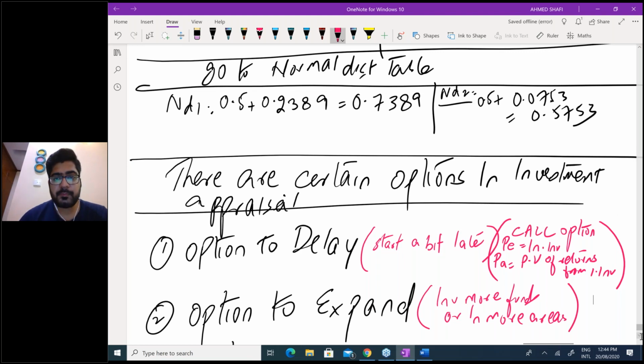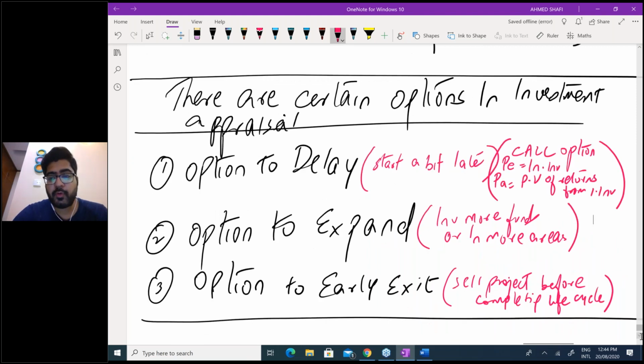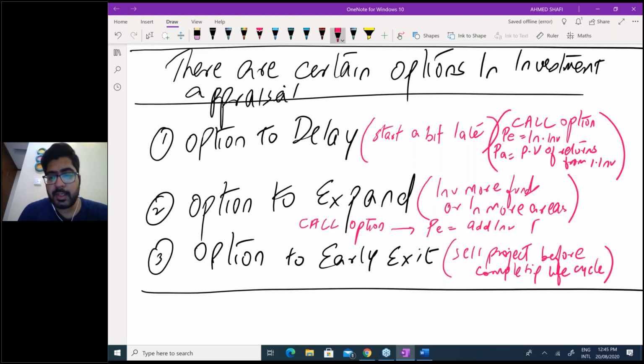Option to expand means expand, invest more funds or in more areas. Since it also involves investing, this is also considered a call option, where PE is the additional investment and PA is the present value of returns from additional investment.